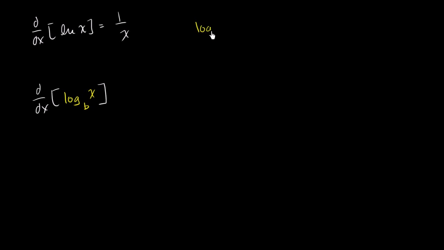The change of base formula tells us that log base b of x is equal to, if we want to go to log base e, the natural log of x over the natural log of b. Actually, let me write it as an explicit logarithm so it makes it clear what I'm doing. Log base e of x over log base e of b, which is the exact same thing as the natural log of x over the natural log of b. So all we have to do is rewrite this thing.